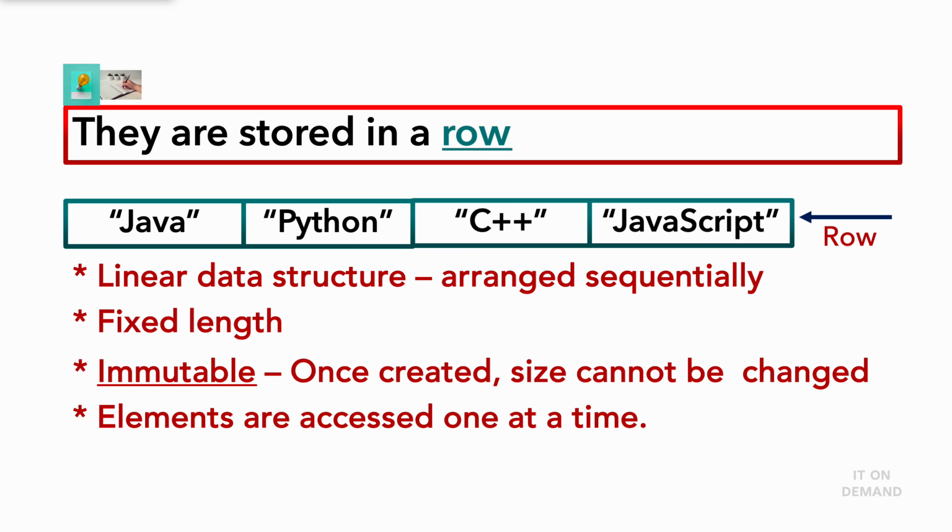And the last thing here is that elements are accessed one at a time. So this is not like a bunch of things where you can just access them all together and say, give me everything in the array. And we'll see this in actual code very soon. So if we have this in an array, we can't just say, hey, I need everything. Give me everything in that array. That's not possible. We access the elements one at a time.